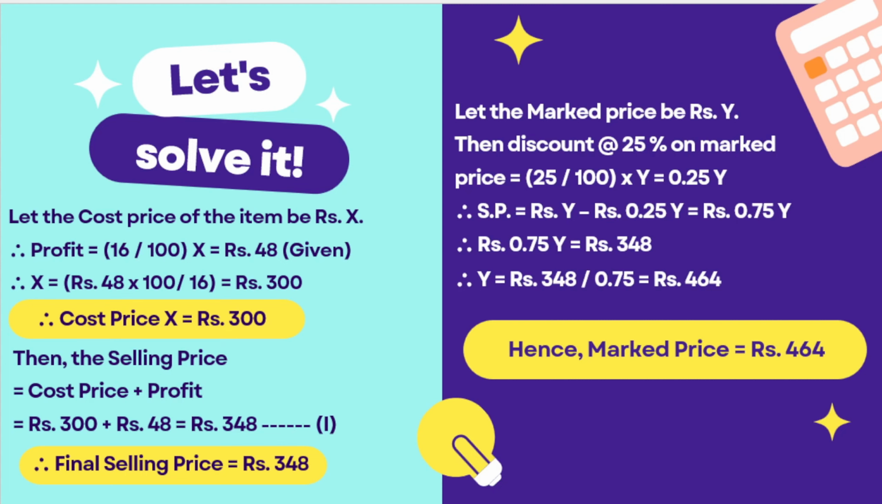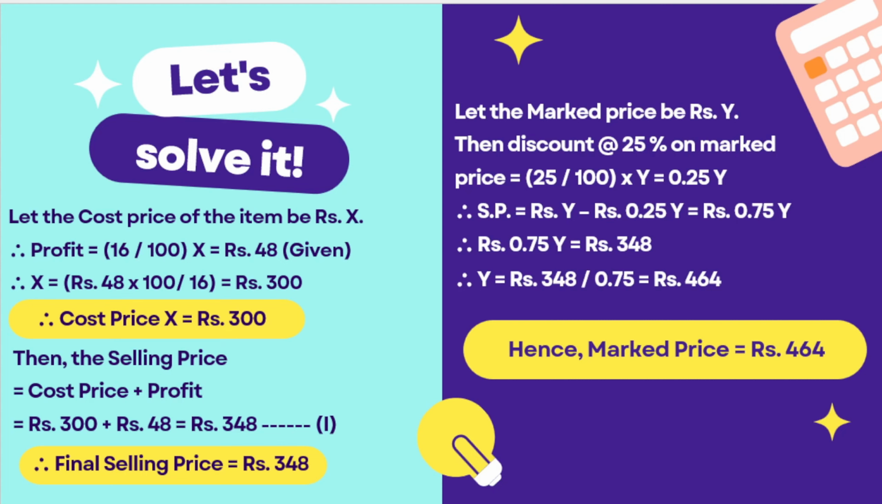Now, the selling price can be calculated using cost price plus profit, which is equal to cost price of rupees 300 plus profit of rupees 48, which comes to rupees 348. Let us call this equation number 1. Therefore, the final selling price is equal to rupees 348.